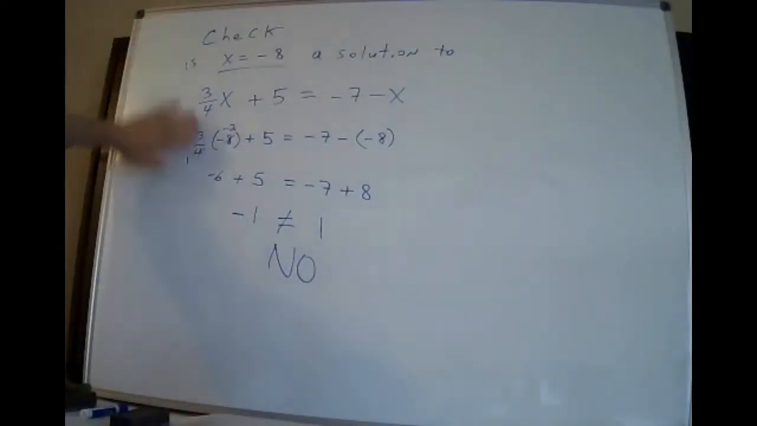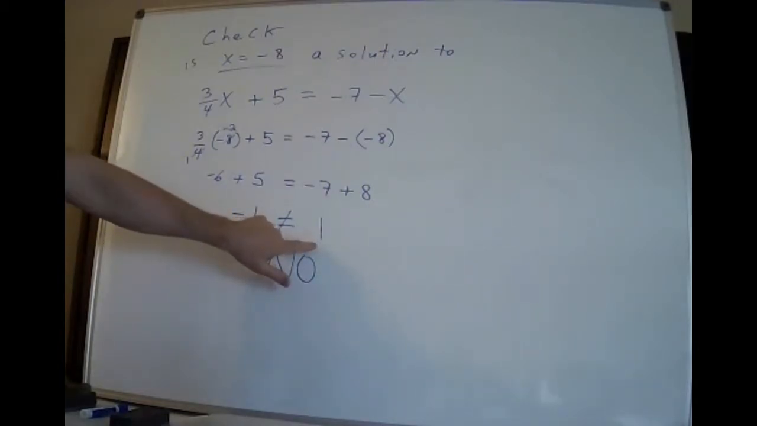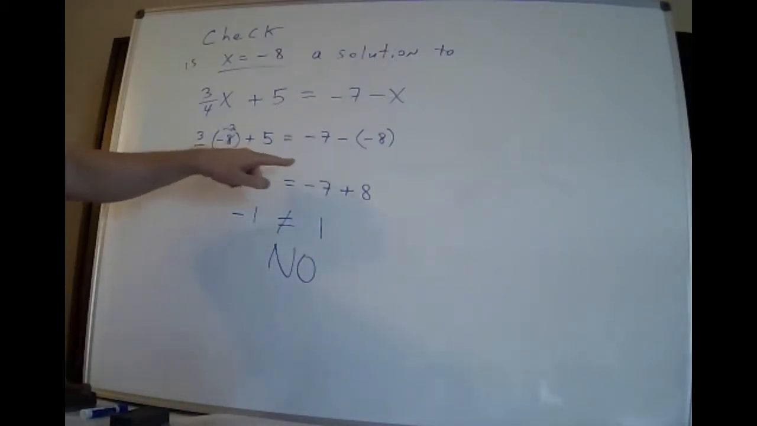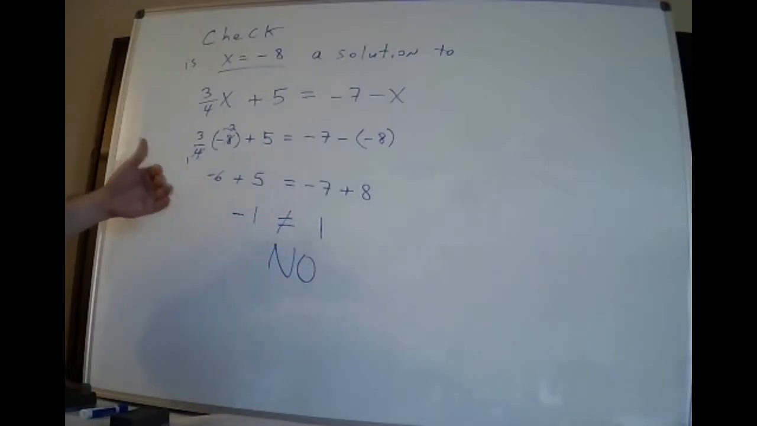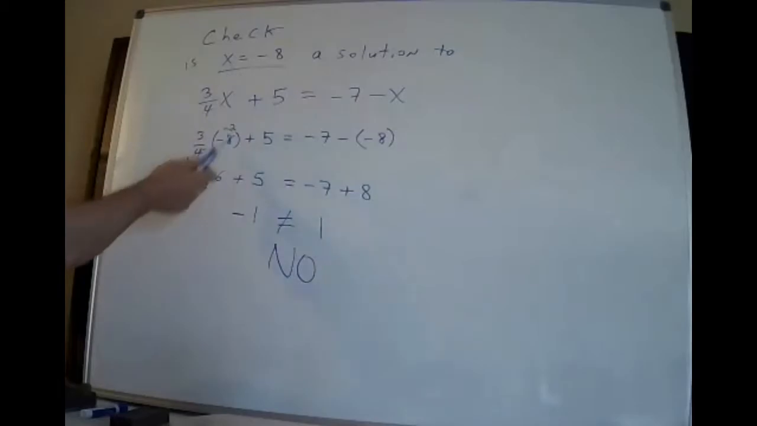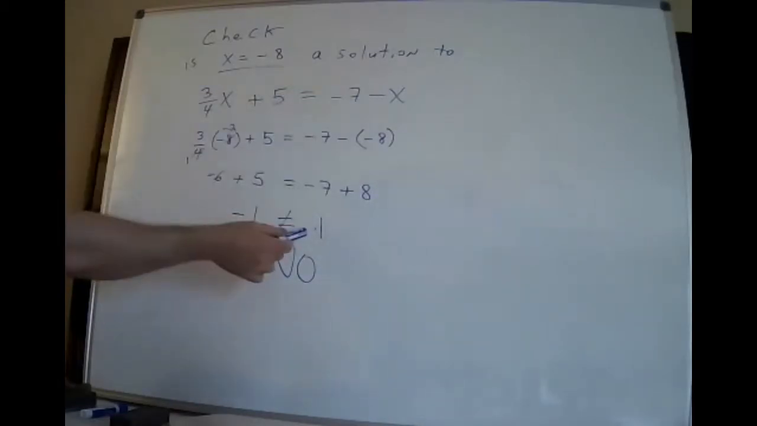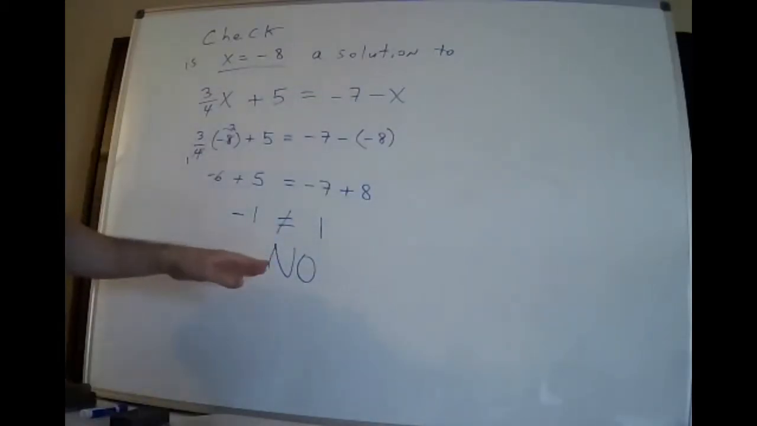So you're checking, so you have to tell me yes or no. I got a different number on the left than I did on the right. Obviously, if you're not careful with your signs, you'll mess this up and get it wrong. So again, plug into the left, get the number. Plug into the right, get the number. If they match, yes. If they don't, then no, it's not a solution.